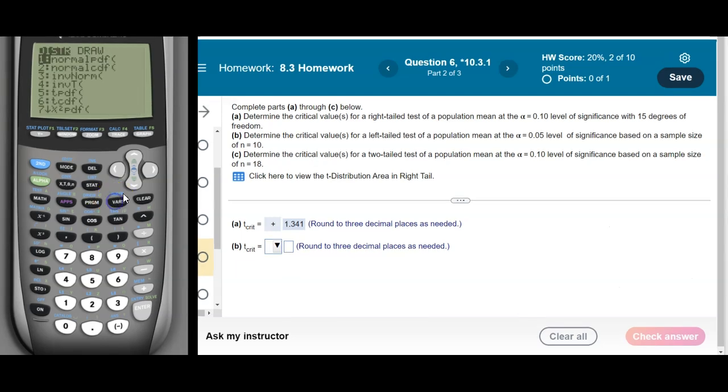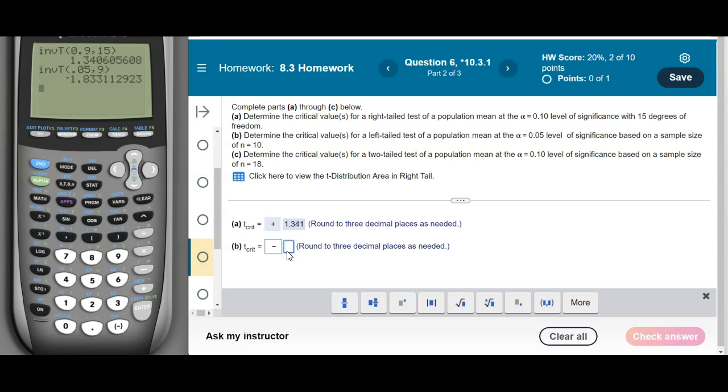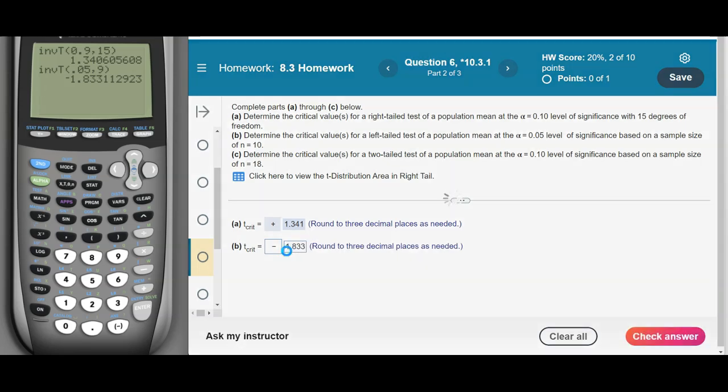So second vars, inverse t, area to the left is 0.05. The degrees of freedom is 1 less than 10, which is 9. So there's my setup. I get a negative number this time. Negative. You've already put the negative in right there, so now you're just putting the number in. 3 places, 1.833. Alright, be careful not to put a double negative in there. I have students do it all the time.